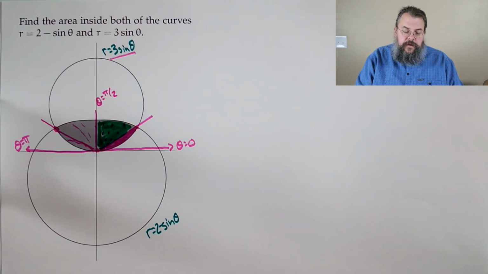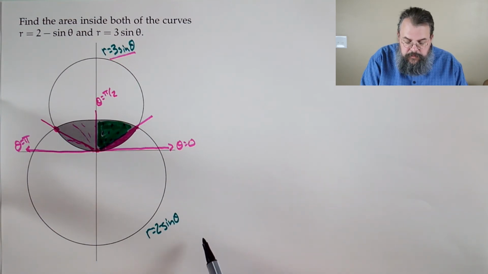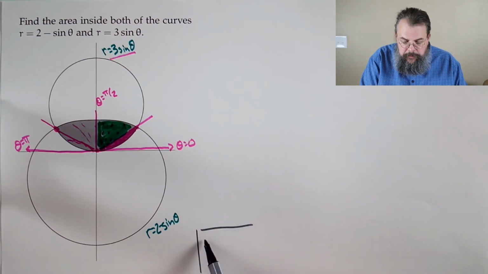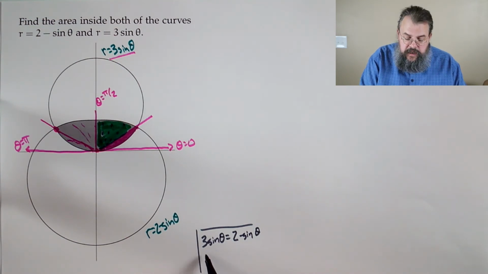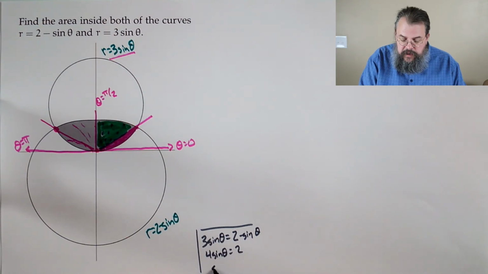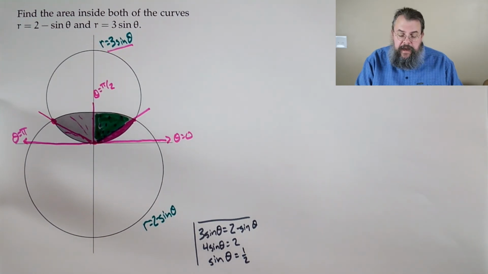Well, let's work through it. What needs to be true? This is an angle where we need to have, we'll put it down here in this little corner, 3 sine theta equal to 2 minus sine theta. Well, you can add sine theta. That says 4 sine theta equals 2. Divide by 4. Sine theta should equal a half. All right, so that's what we need. Sine of theta equals a half.